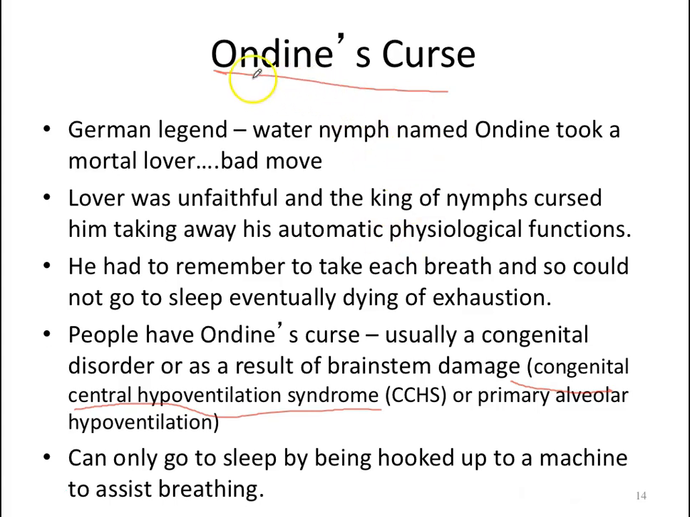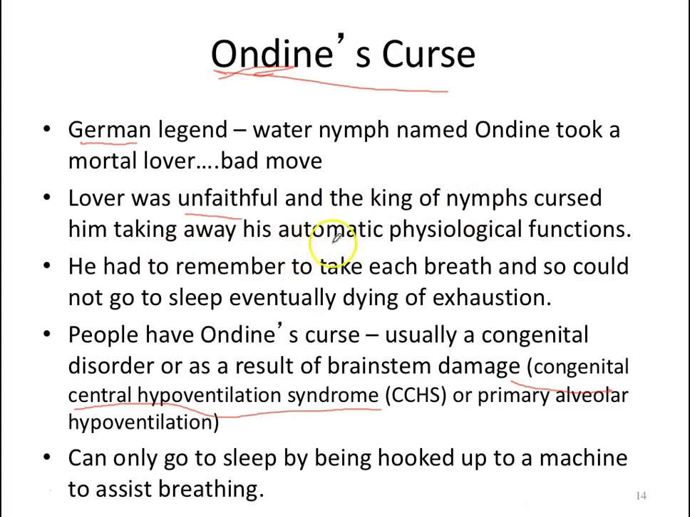So basically, the story is that it's based on a German legend. A water nymph, her name was Ondine, she fell in love with this mortal male. And if you ever read any kind of old folk stories, it's never a good idea when gods and humans match up. There's always some repercussions. Anyway, the lover, he had promised to love her with his every breath. And then he was unfaithful. Well, that didn't go over very well with the king of the nymphs. And so he said, oh, really? You're going to love her with your every breath? Well, then, you are going to have to remember to breathe.